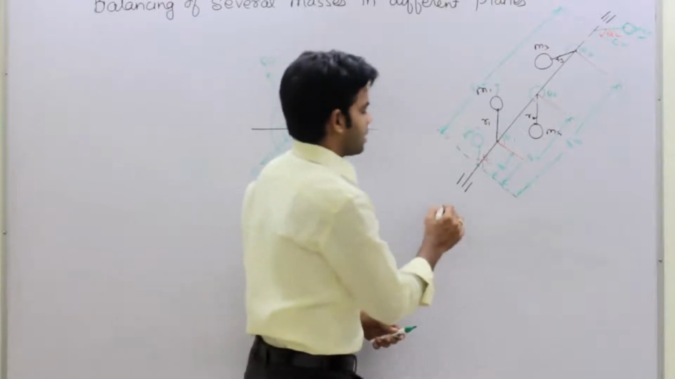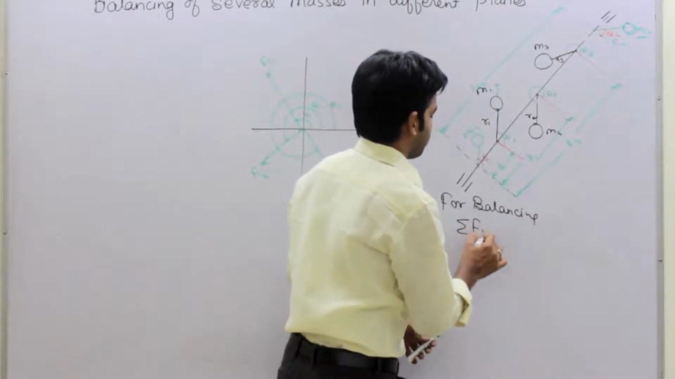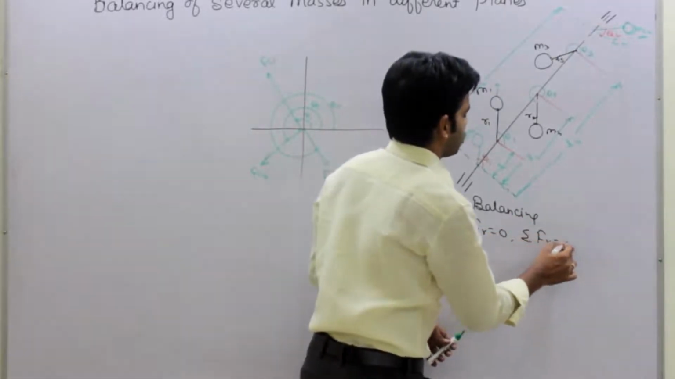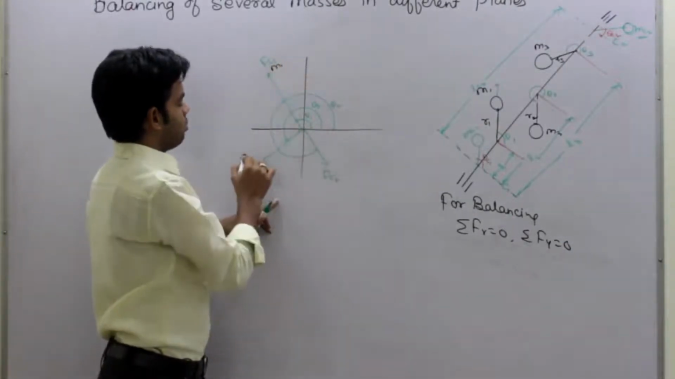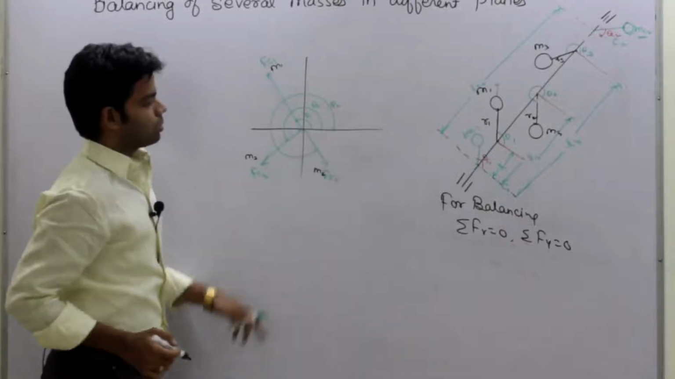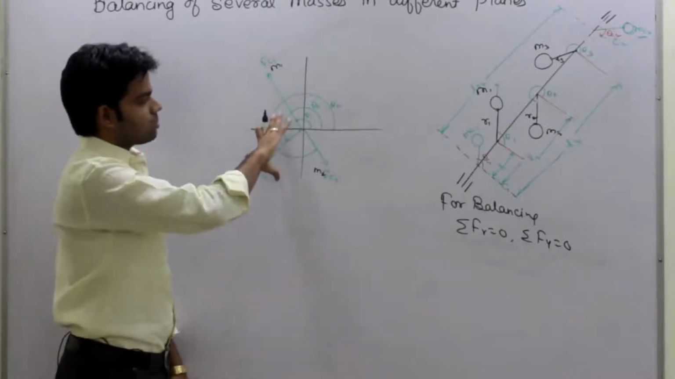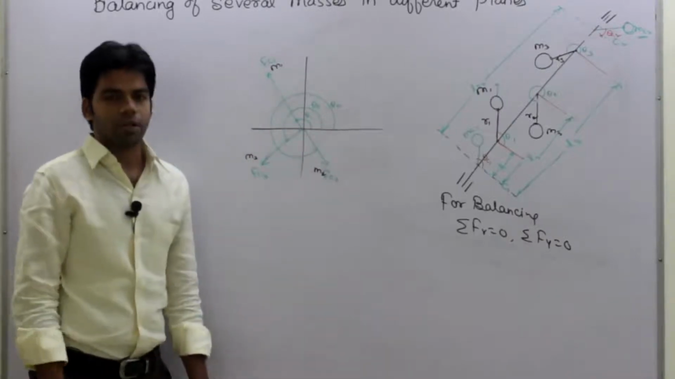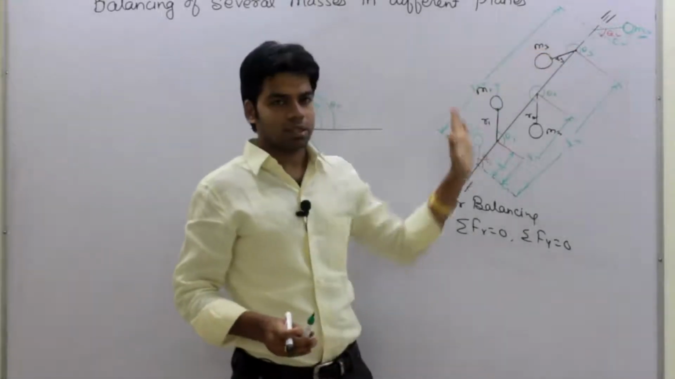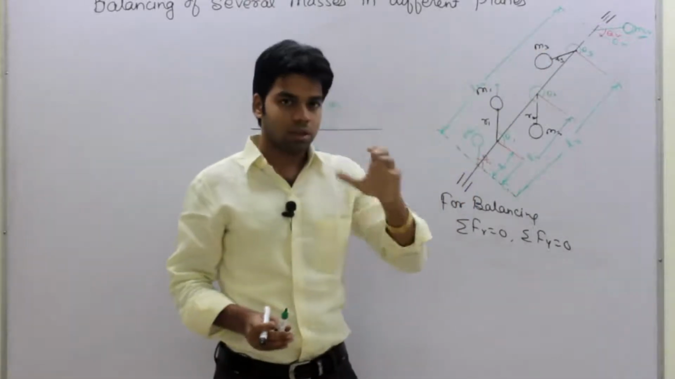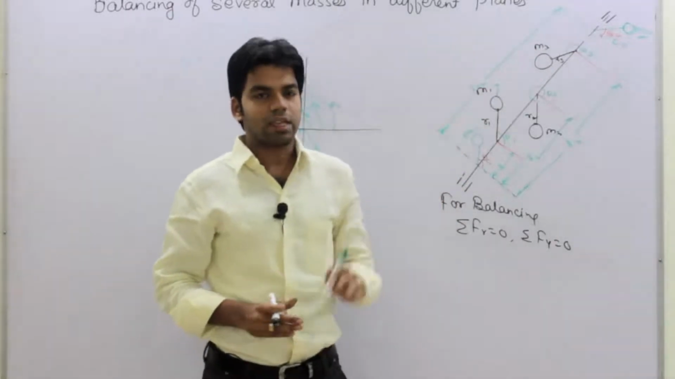So for perfect balancing, summation of Fx should be equal to 0 and summation of Fy should be equal to 0. Or you can say we have three different masses m1, m2 and m3 in three different planes, as I told you, and we have transferred it to a single plane. So in this particular plane, summation of Fx and summation of Fy should be equal to 0, and apart from these three masses we have two more masses, that is mc1 and mc2. Obviously the magnitude and position are not known for mc1 and mc2. That is what we have to determine through the analytical method now.